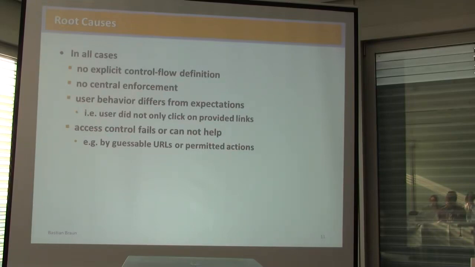And finally, the access control in place was either relying on HTTP parameters, like in the case of Citigroup and UNESCO, where modifying them immediately circumvented all access control, or it was not helpful at all, like in the case with the shopping, because what the users did was all within their rights. Of course, they are allowed to add items to their shopping cart. So this is an example where access control cannot help at all.